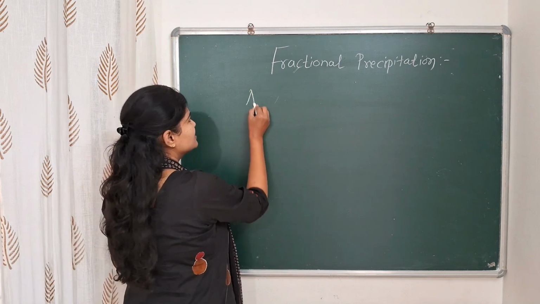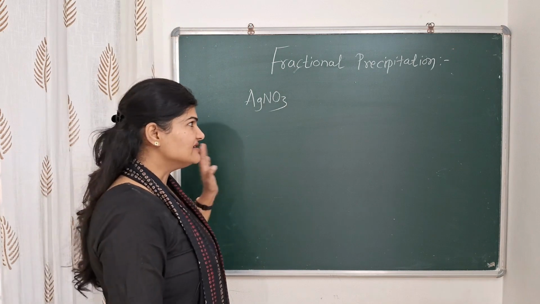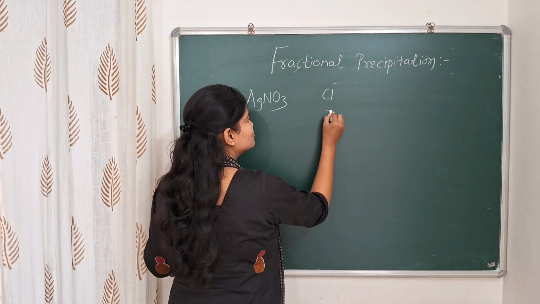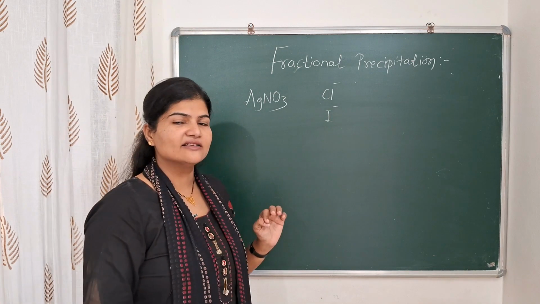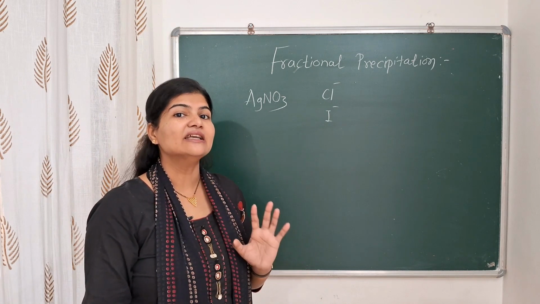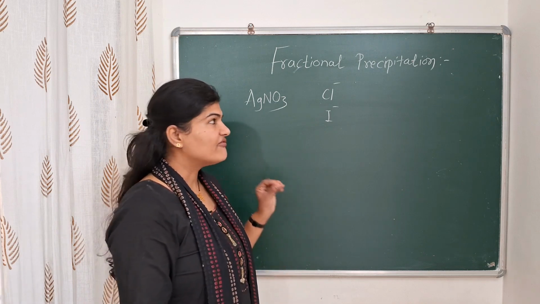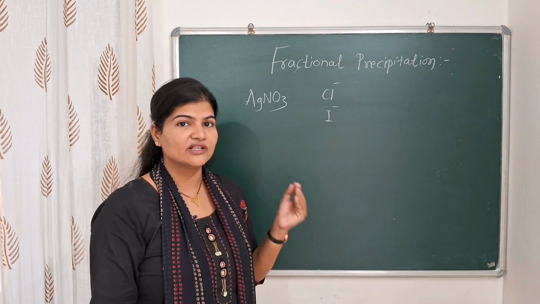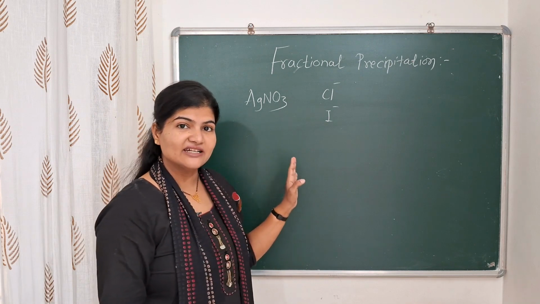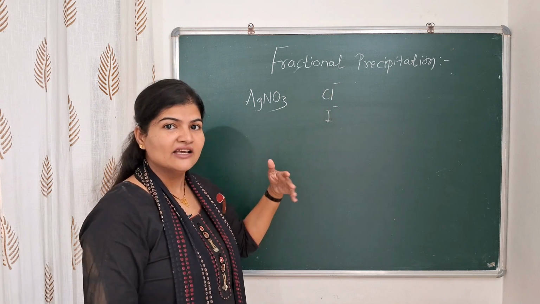I am having AgNO3, means silver nitrate, as my precipitating reagent, and this reagent is going into a solution which contains two halide ions, like chloride ions and iodide ions. Now they must be of approximately equal quantities, concentrations, then only fractional precipitation will work. If one of the ions is present in so much excess and one is very little, then this process won't be applicable.